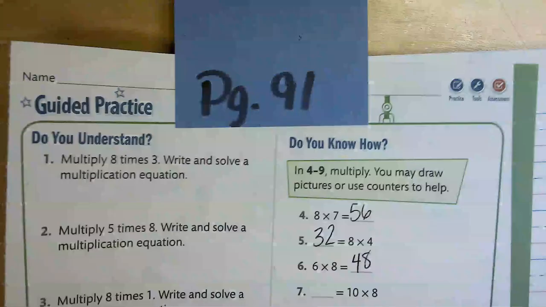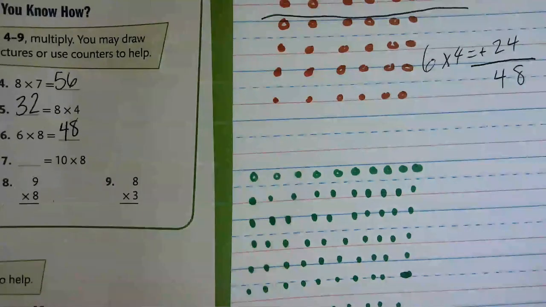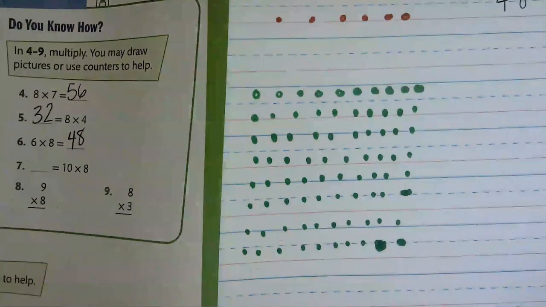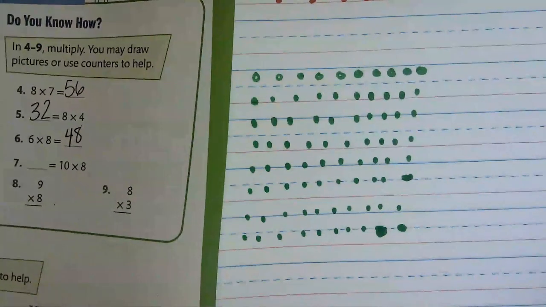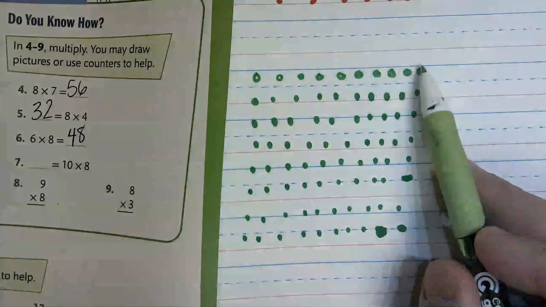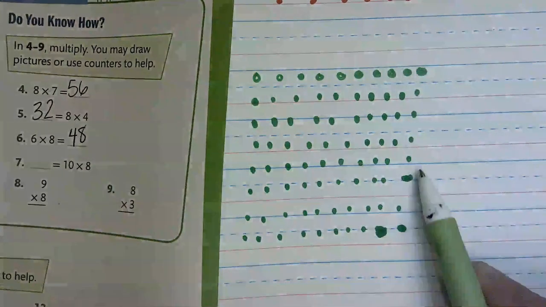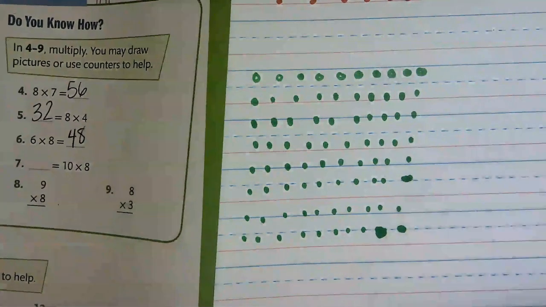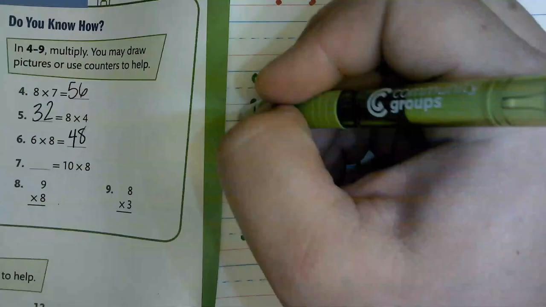Now, if you didn't draw your arrays, we're going to go over that in just a second, but I've got one more that I drew my array already for. Down here in the green, I've got number 7. There are 10 going across, and there are 8 going down. 2, 4, 6, 8. For this one, I'm going to break it into a little bit smaller groups. So I'm going to put them into groups of 2.